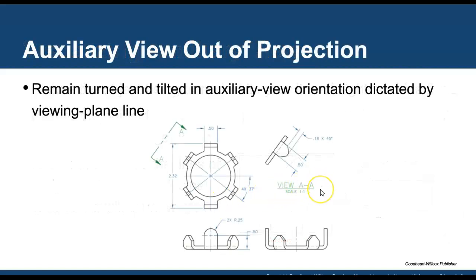Here's another example of an auxiliary view that is out of the projection line. So notice here our line type that's kind of pointed at this.